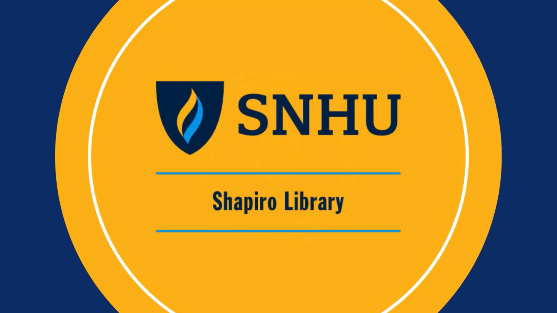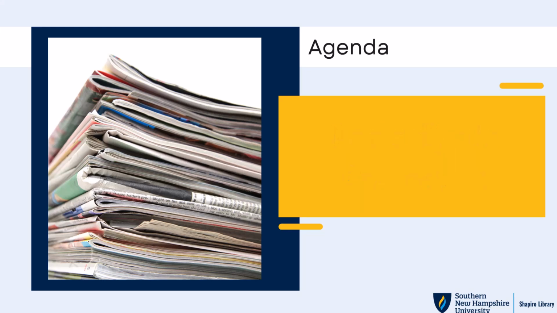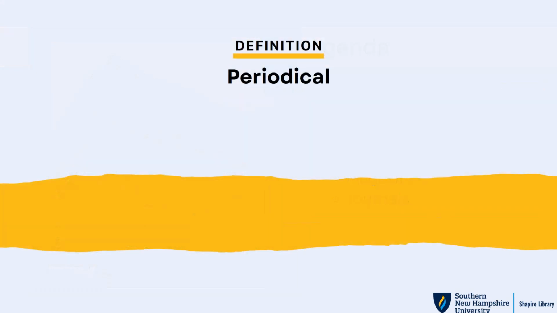Hello, and welcome to this overview of periodicals, a common resource type that you will encounter in your library research. In this video, we will cover what a periodical is, and we will talk about three common types: newspapers, magazines, and journals. Let's start with a definition.